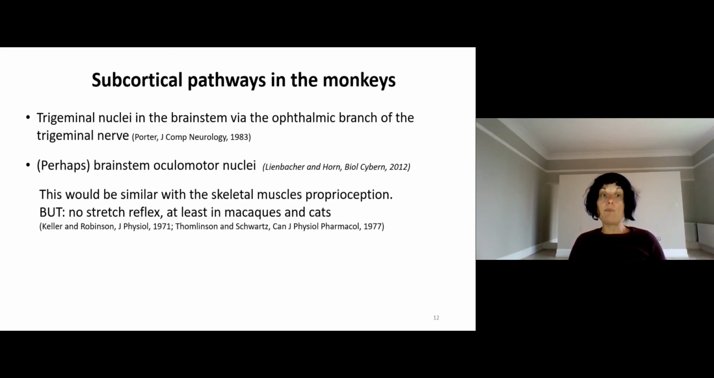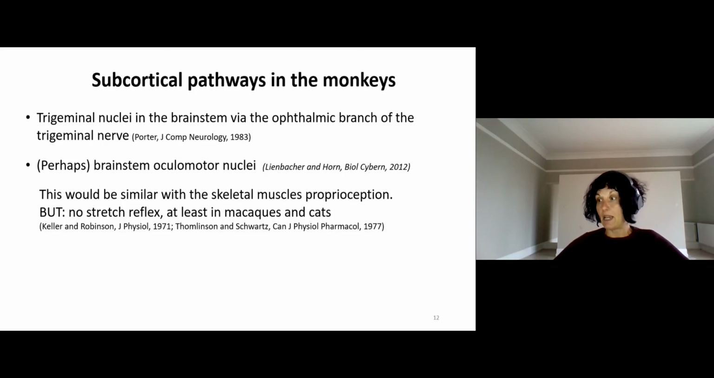Now, the problem with this hypothesis is that in the extraocular muscles, the stretch reflex has not been observed, at least in some species like macaques and cats. So it would be interesting to see whether in humans we can find any evidence of a stretch reflex to support the hypothesis proposed by Lienbacher and Horn.